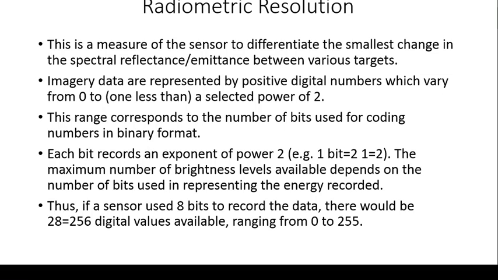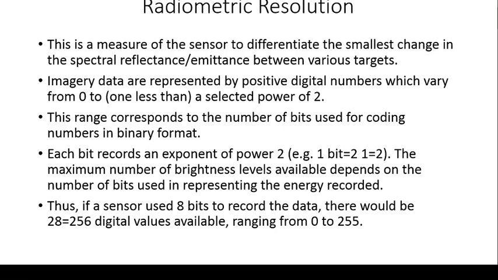As it gets increased, the darkness or the brightness of the image is also defined. The radiometric resolution is mostly for the images of panchromatic sensors which have black and white color. The imagery data are represented by positive digital numbers which vary from 0 to a selected power of 2. Each bit records an exponent of power 2. So if we have 1 raised to 2, then we have a digital number of 2, and the maximum number of brightness levels available depends on the number of bits.